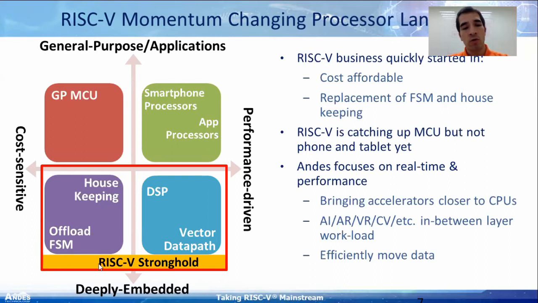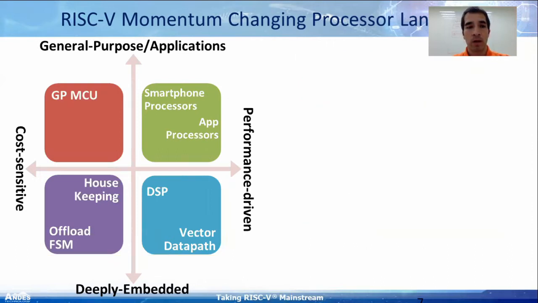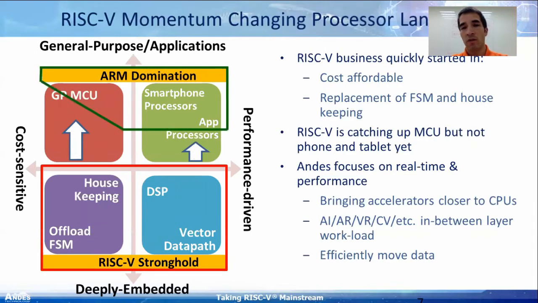That's why it found a stronghold in offloading finite state machines or replacing them with a small microcontroller, but also housekeeping tasks like managing your SoC. And then there is also the DSP capability, which I will talk about later, which has helped to push RISC-V in this deeply embedded application. But what we are seeing today is that RISC-V is pushing more and more into the previously ARM-dominated areas. So talking about general purpose microcontroller units, which can run Linux or even smartphone processors. We are seeing RISC-V gaining more and more stronghold in this, pushing ARM more out to the very high end.